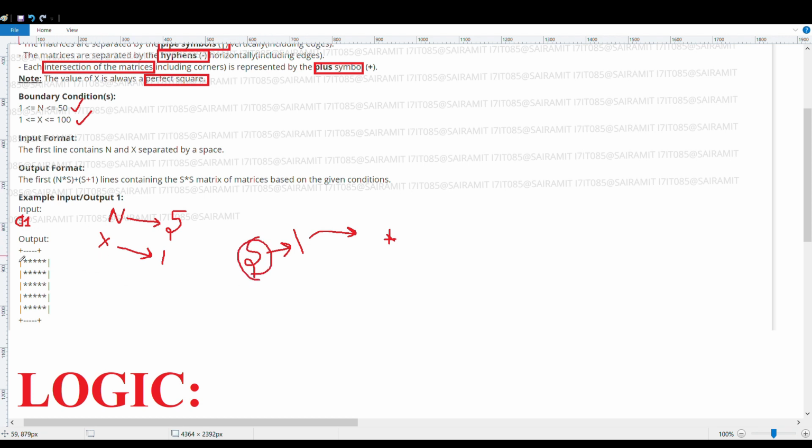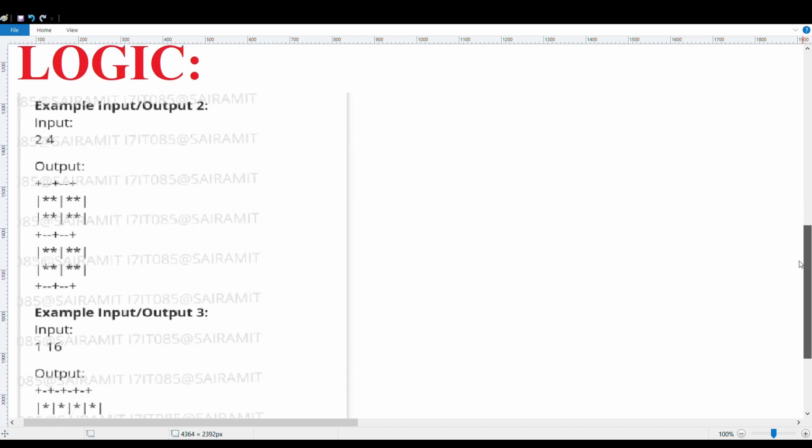Now the things which are surrounding the matrix, horizontally must be hyphen and vertically must be this pipe symbol, and in the corner obviously you should have a plus symbol. So this is for the first input, which is really simple. Moving ahead with the second input, we'll see 2 and 4. So the square root of 4 will be 2.